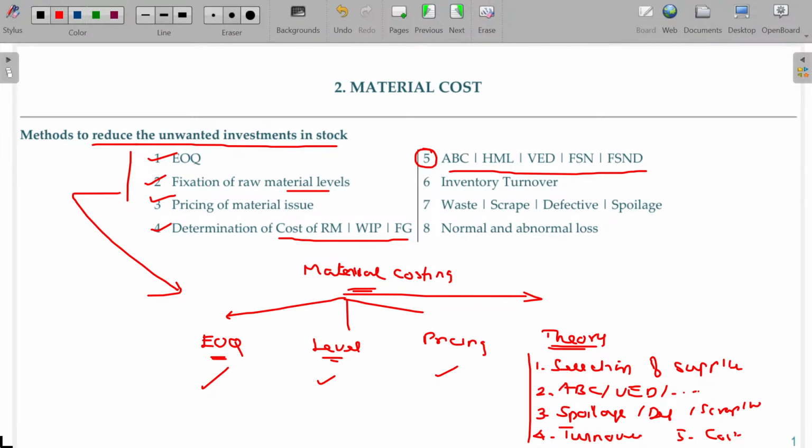A category material, B category material, C category material. A category material may be limited in quantity but the value is very high, like gold in your home will be kept in the locker, right? Furniture may be kept outside simply, and any garments will be kept in the bureau. So based on the nature of the importance of the material, you will handle it properly, right? So the same happens. What happens?